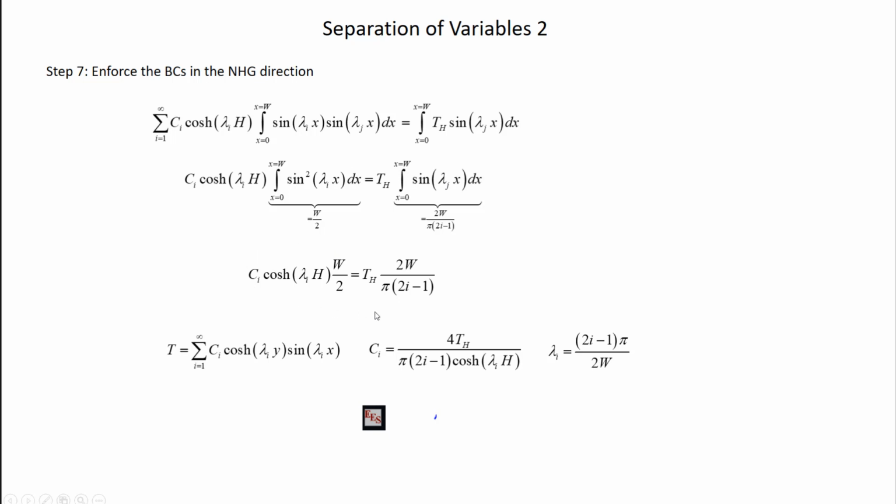I have now an expression that I can use to solve for c sub i, right? If I solve this for c sub i, I get that all of my constants are this, and I'm done, right? I have my solution. This is my solution right here. I know how to calculate every constant. I know how to calculate every eigenvalue.